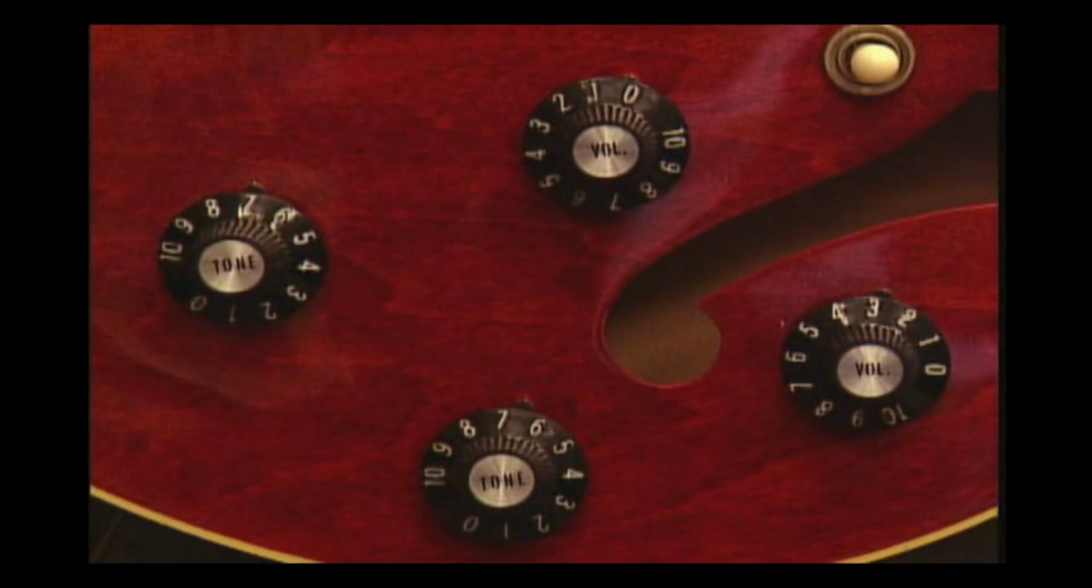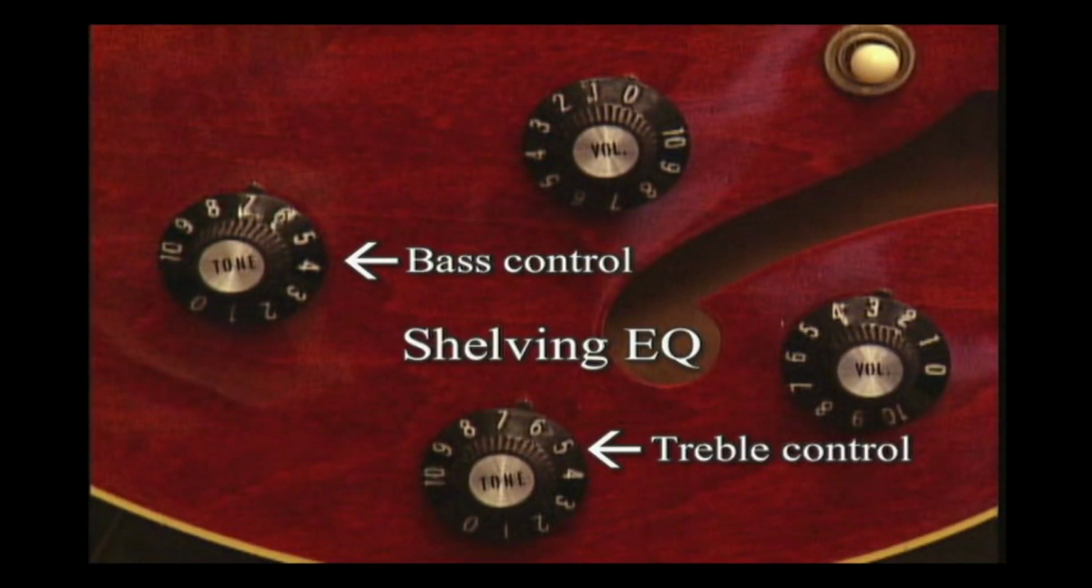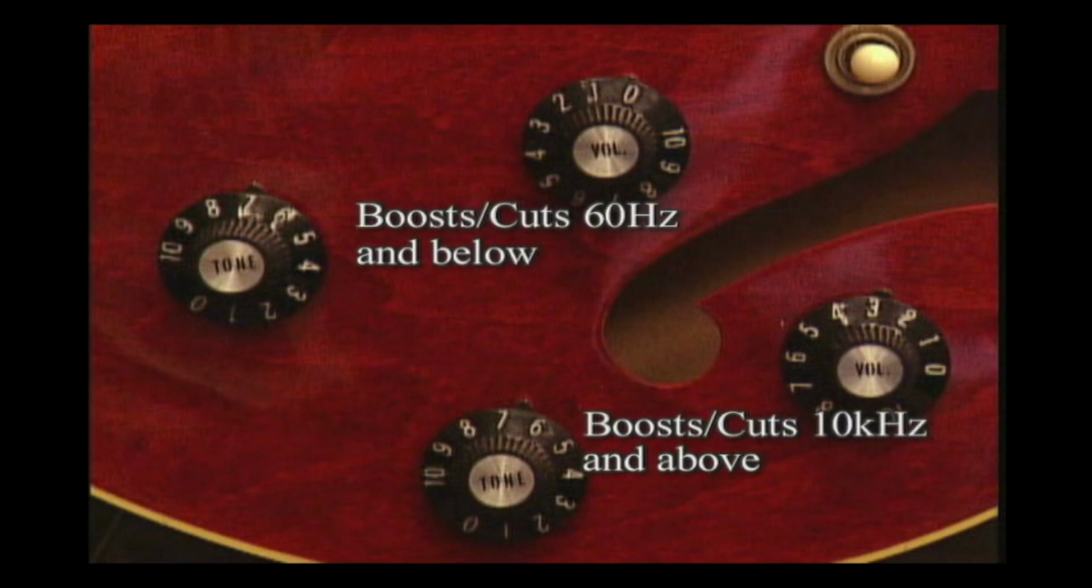Another important category of EQ is called shelving EQ. The standard bass and treble controls common on many instruments belong in this category. Shelving EQ controls affect all frequencies either above or below a particular point in the spectrum. For example, the bass control knob may represent 60 Hz, and the treble knob may represent 10 kHz. Turning up or turning down the bass knob will boost or cut the frequencies below 60 Hz. Turning up or turning down the treble knob will boost or cut the frequencies above 10 kHz.